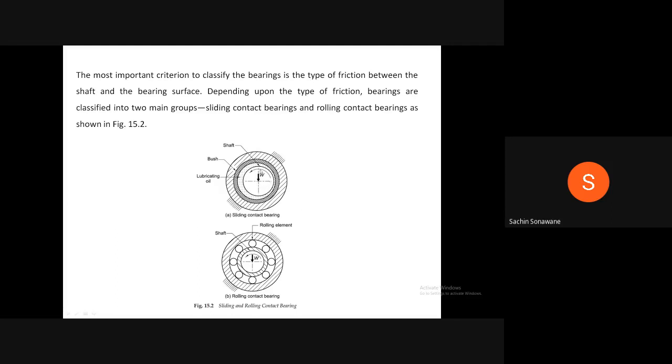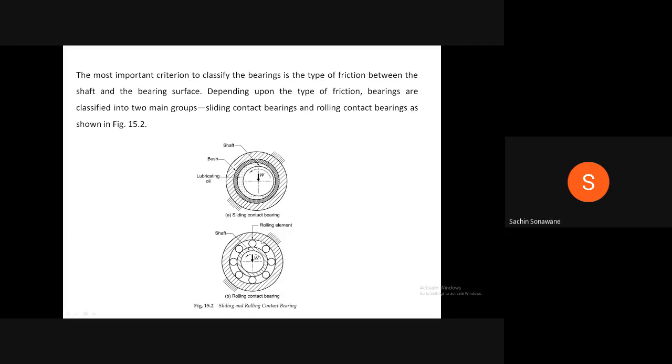This is the sliding contact bearing, and this is the rolling contact bearing. In the rolling contact bearing, you are observing that there are small rollers, maybe ball type, cylindrical type, or spherical type. We are going to see different types of rolling contact bearing afterwards. This is the shaft. It is supported by a rolling element.